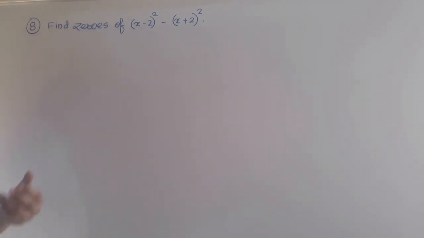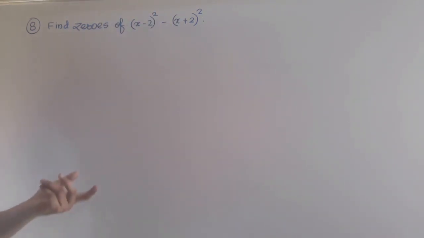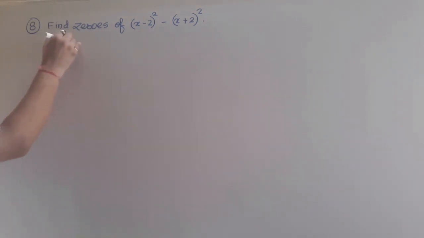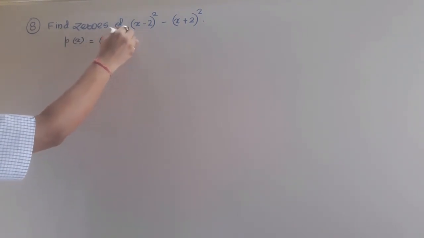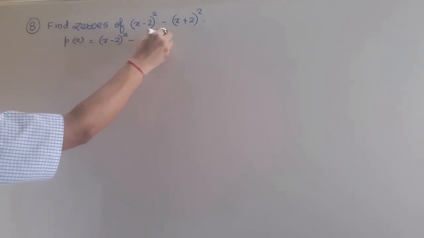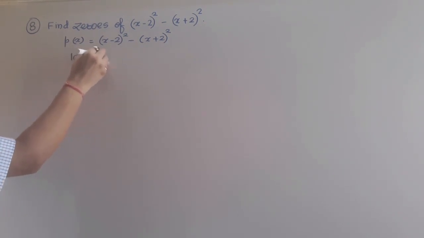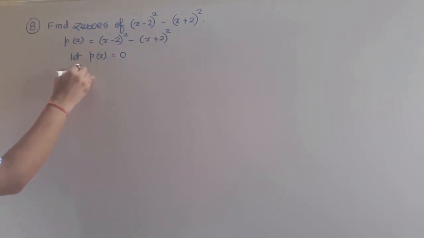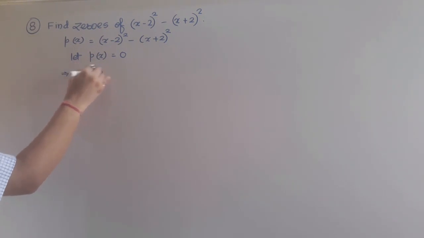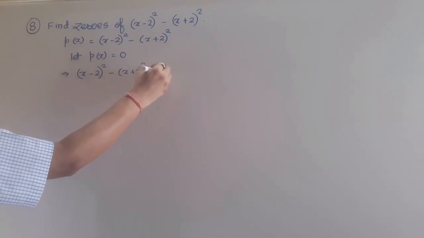So to find the zero, as we have seen, we keep the given whole value equal to 0. Then we simplify and get the answer. So in this question also we can do like this. First of all, I will suppose p of x is equal to x minus 2 whole power 2 minus x plus 2 whole power 2. Okay. Now to find the zero, first I will take p of x is equal to 0. So the whole value I will replace here. That will become x minus 2 whole power 2 minus x plus 2 whole power 2 is equal to 0.